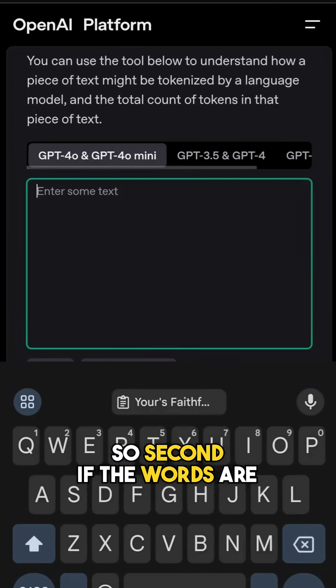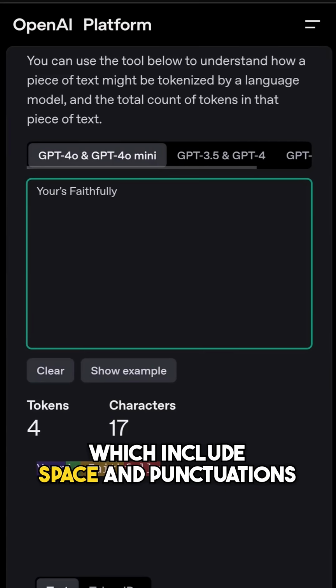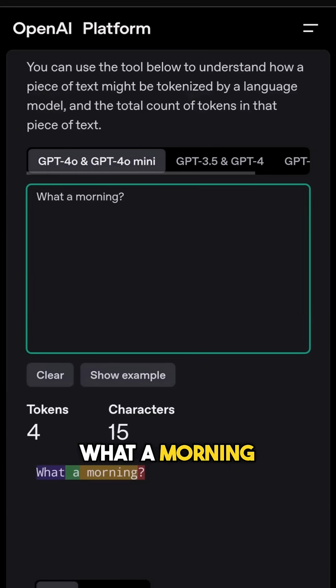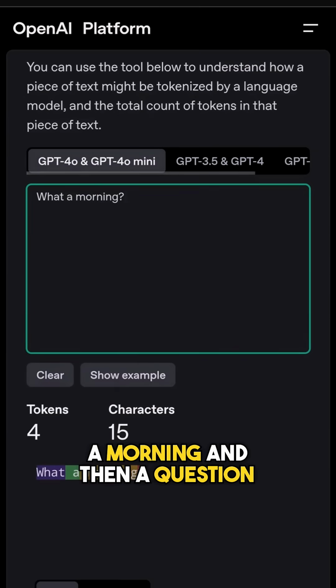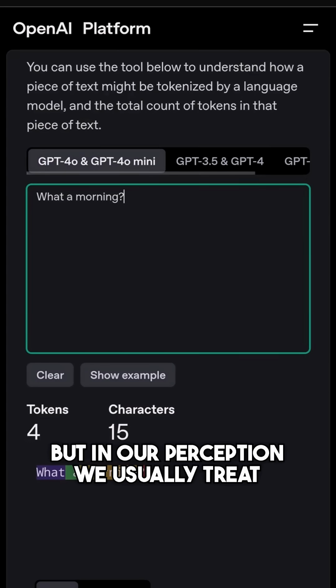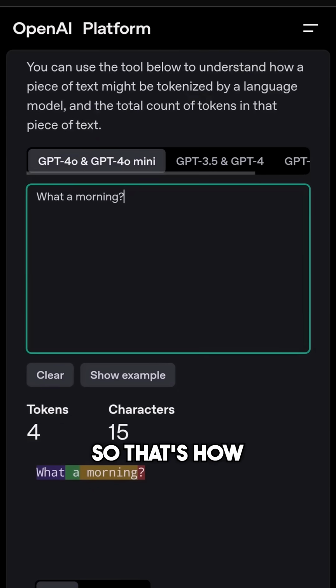So second, if the words are not there, the LLM will consider them as rare and then chop them into tokens, which include space and punctuation. So this is how a full sentence will be divided. "What a morning?" becomes "What", "a", "morning", and then the question mark. So token length here is 4, but in our perception, we usually treat it as 3, since we don't count question marks separately. So that's how it works.